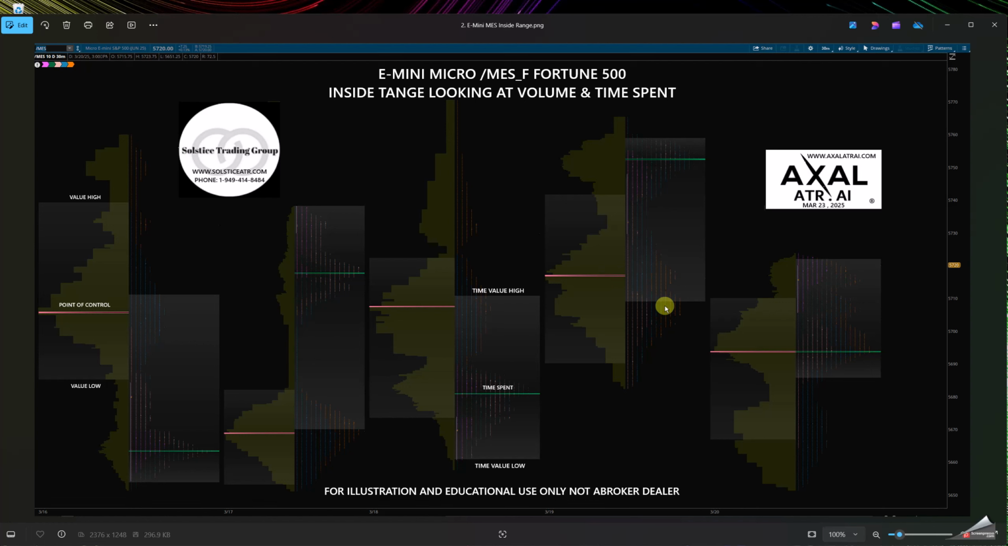And you can see that the time was trying to develop here, but the time spent was higher. We gapped down and we rallied back up into the range. So we had a 5-day range. I'm expecting a move up on Monday.